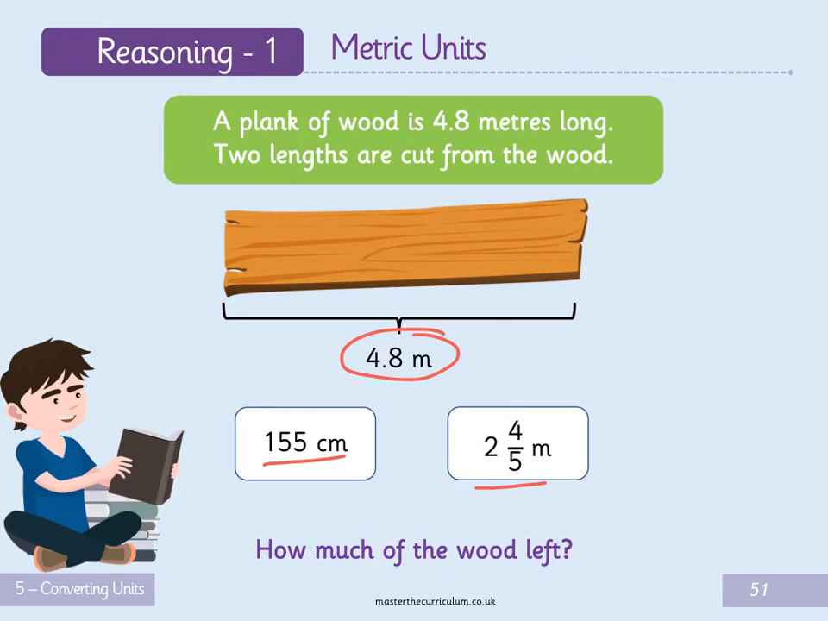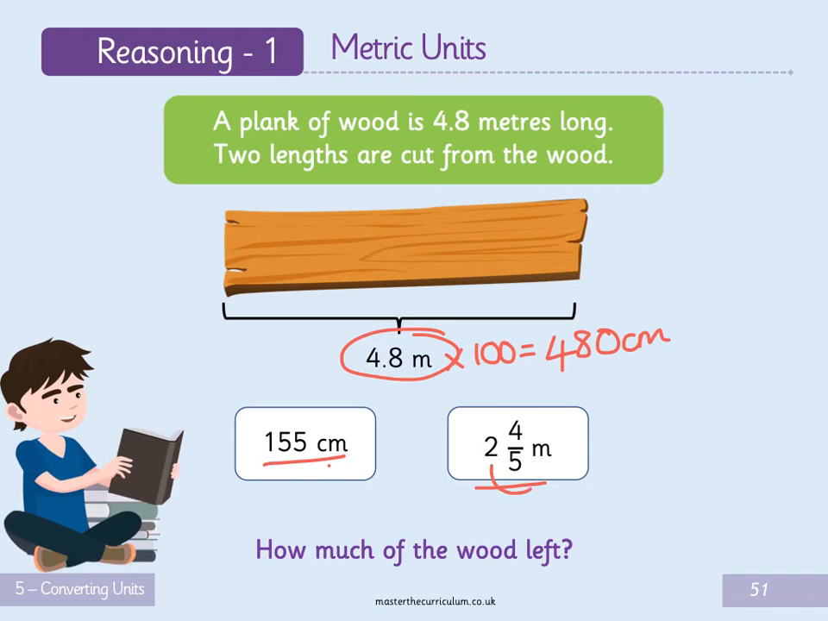So the first thing we need to think about is to turn everything into the same unit of measurement. I prefer to deal with centimeters, so I'm going to turn each one of these into centimeters. I know that there are 100 centimeters in a meter, so I need to times that by 100 in order to get my centimeters. When times by 100, each digit moves 2 places to the left, so my answer would be 480 centimeters. Now, 2 4/5 meters.